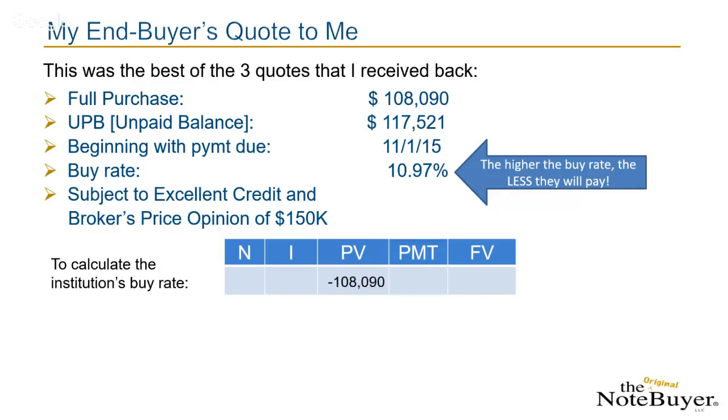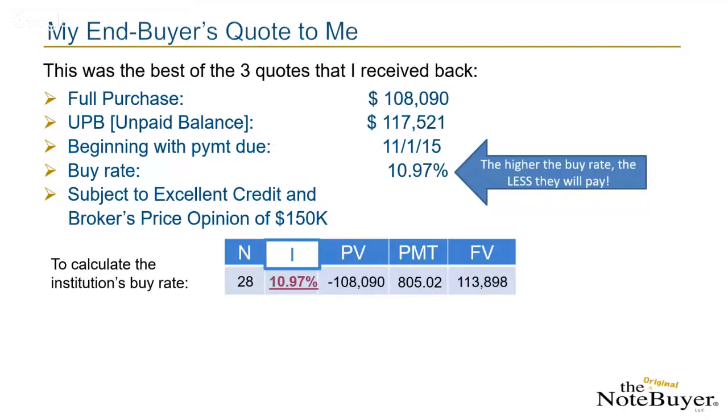All you're going to do is put $108,090, that's their offer price. You make that negative and you drop that into PV on your financial calculator. You put in 28 months because they are buying 28 monthly payments of $805.02. And they're also buying the balloon, so we put the balloon amount into the future value. Then we simply solve for I, and you can look at this like a story if you look at these numbers.